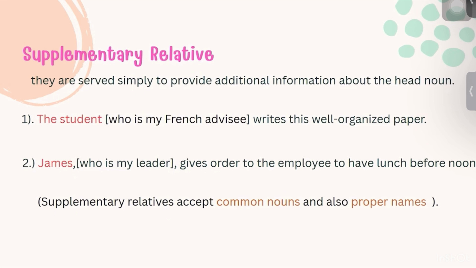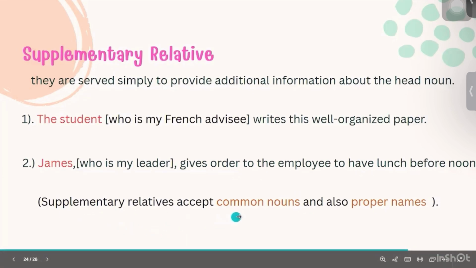The supplementary relative clauses serve simply to provide additional information about the head noun. So as you can see in the example, let's look at the first one. The student, who's my French advisee, writes this well organized paper. And the second one, James, who's my leader, gives orders to the employees to have lunch before noon. So supplementary relative accepts common nouns and also proper nouns.